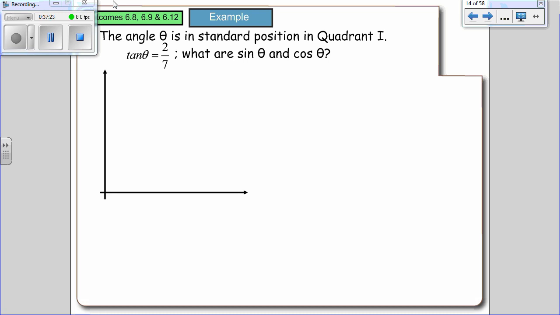Sine of theta equals opposite over hypotenuse, right? Cos of theta equals adjacent over hypotenuse. They're asking you for those values. They're asking you for the fraction.